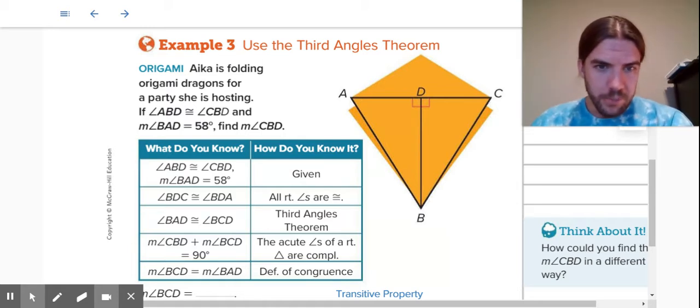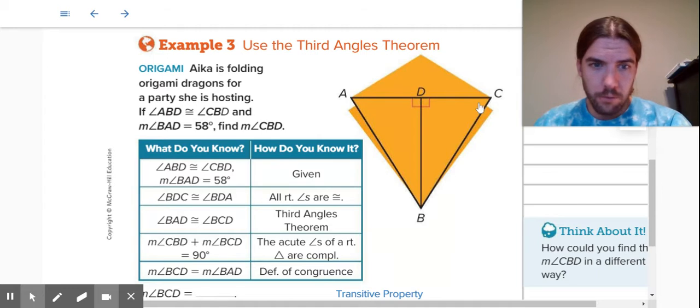We know that angle BDC is congruent to BDA. So BDC, BDA, they're both right angles. They're both 90 degrees. They're congruent. Sure. All right angles are congruent. Yep, right there. So angle BAD congruent to BCD, so BAD, BCD.